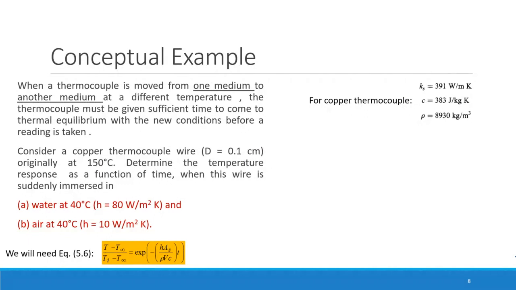The question: which one do you think is going to reach a steady state value? Of course, the steady state value here is 40. In which case is the sphere going to reach the steady state value faster than the other one? Water or air? Nothing.